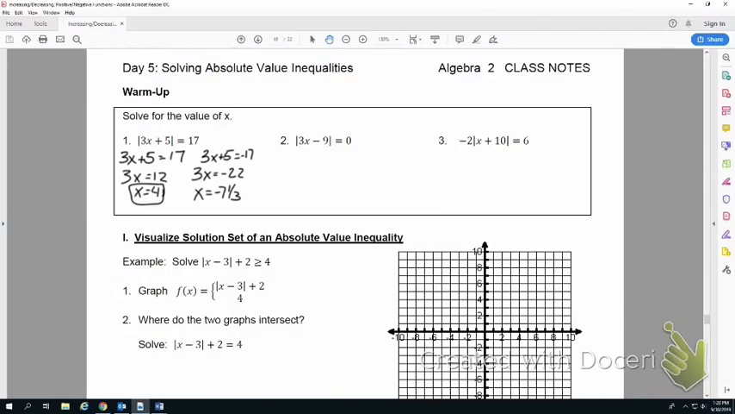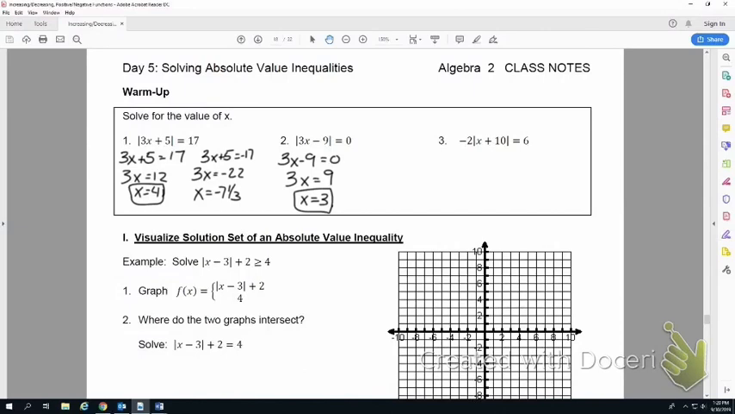Looking at number 2, the absolute value is by itself. So what do I need to do here? Set 3x minus 9 equal to what? Do I also need to set it to negative 0? Is negative 0 a thing? No. If you put negative 0, I don't mean to be rude, but I'll be the first one you hear laughing at you. So make sure that you know you cannot have negative 0.